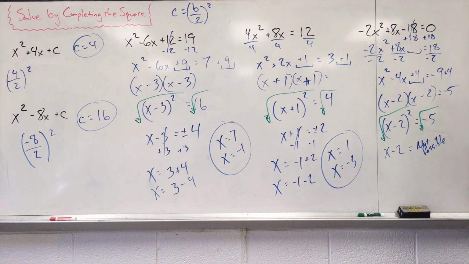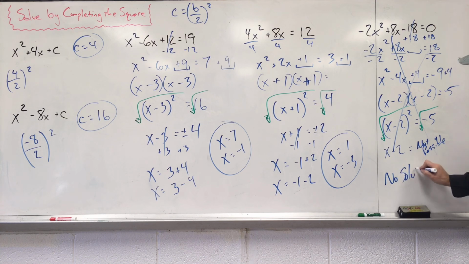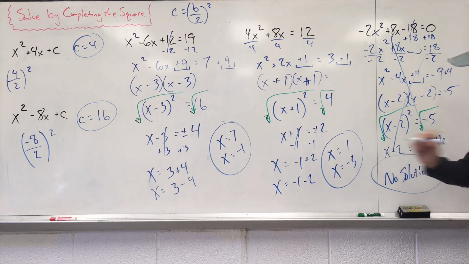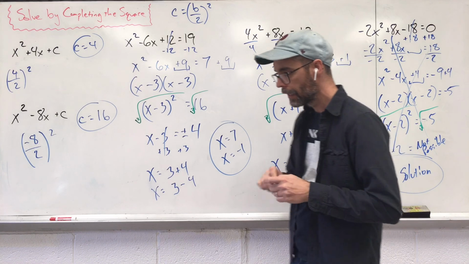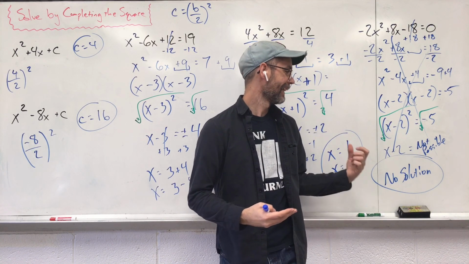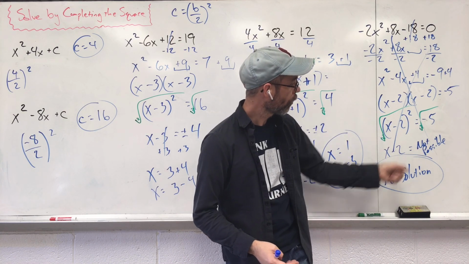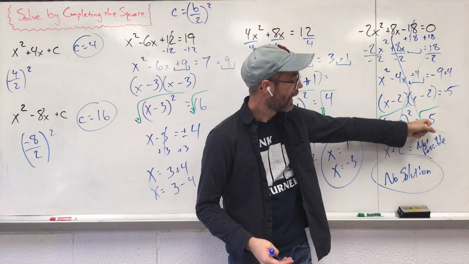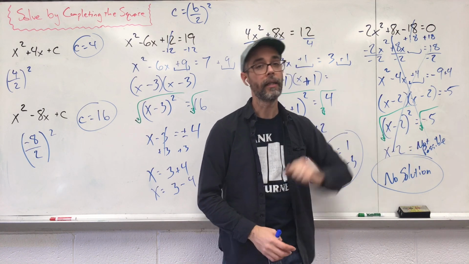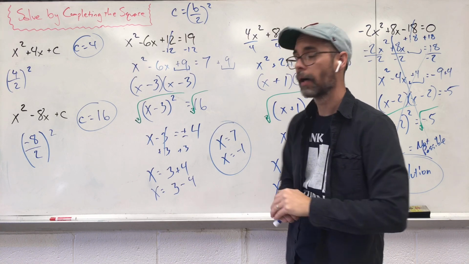So, since it's not possible, we just did all this work for no reason, but there is a final answer. No solution. What that is telling us is that you have a parabola that never crosses the x-axis. All that useless work. So remember, you're going to come up with no solution when you have a square root and it's a negative number under it. And that, ladies and gentlemen, is solving by completing the square.